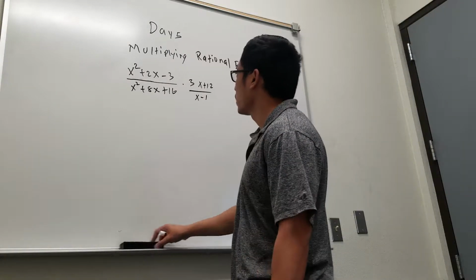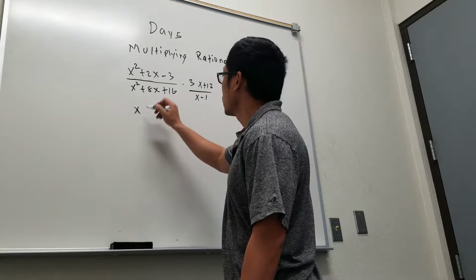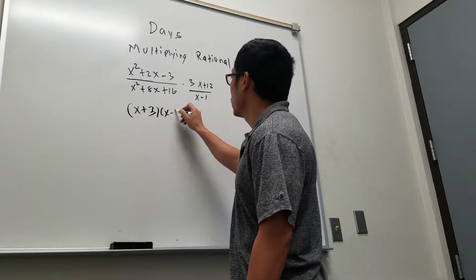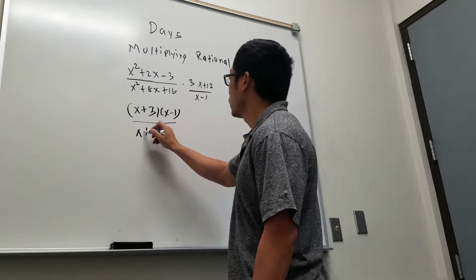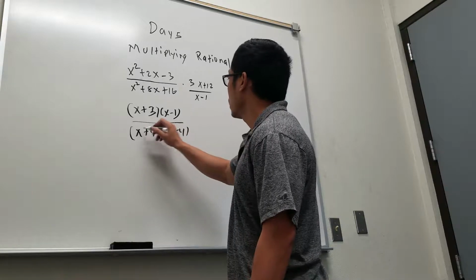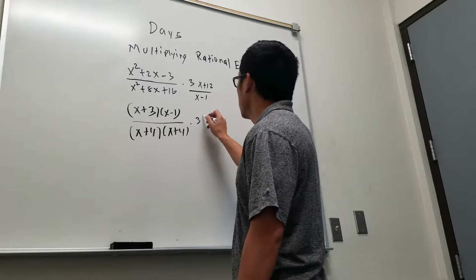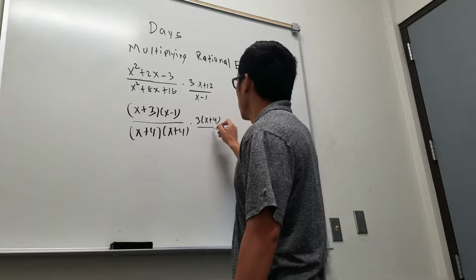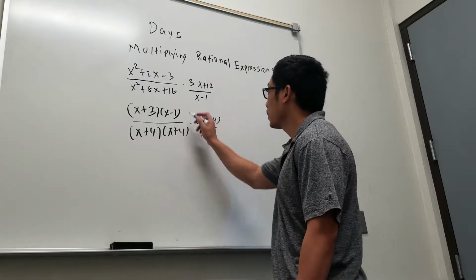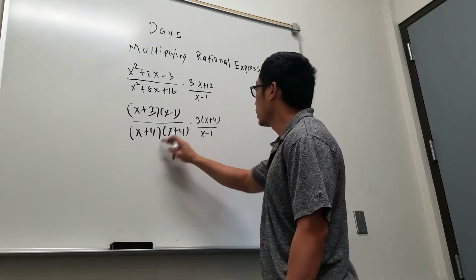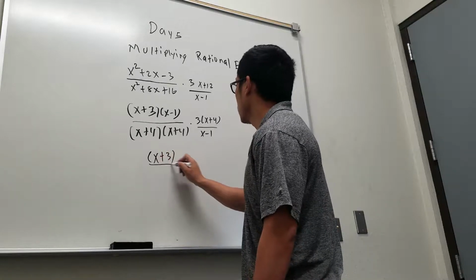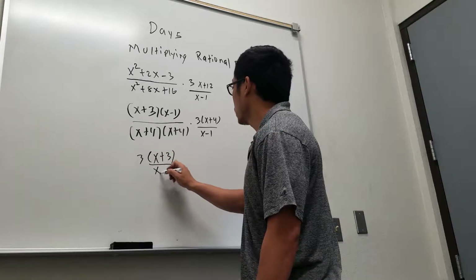So in order to simplify, we have to factor. So x plus 3, x minus 1. This is just x plus 4, x plus 4. This is times, I can factor out a 3, then you have x plus 4, x minus 1. Okay, so what cancels? The x minus 1 cancels, right? And x plus 4 cancels, so instead of me erasing it, I'm just going to do this. x plus 3 times 3 and x plus 4.